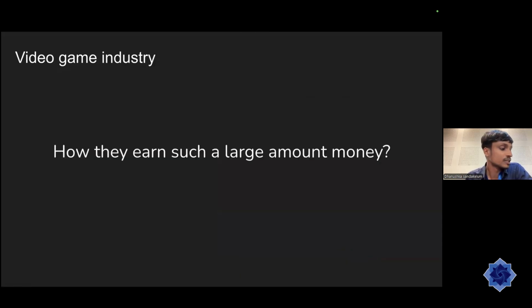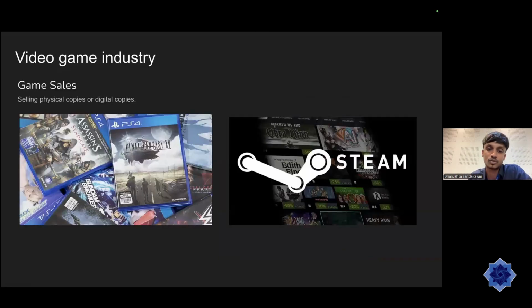Okay, so this is the question: how do they earn such a large amount of money out of computer games, right? I mean, you need to put some amount of money to make computer games, but obviously you have to generate a much larger amount of money as revenue, right? So how do they do that? So obviously there are game sales. You can sell either physical copies or digital copies of your game. For the digital copies, there's a platform called Steam. Most of you may know about this. So you can purchase the digital copies from Steam.